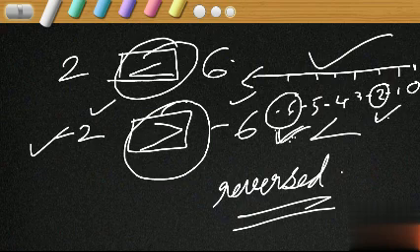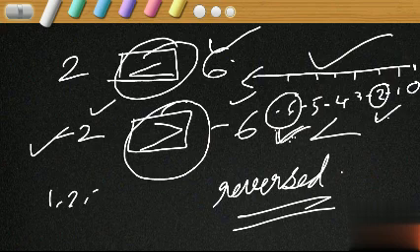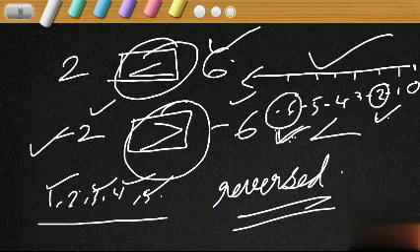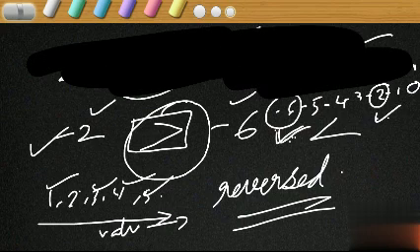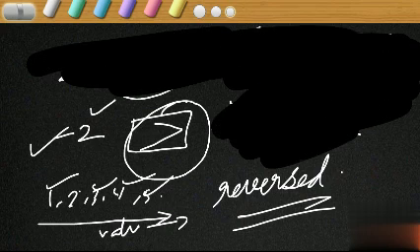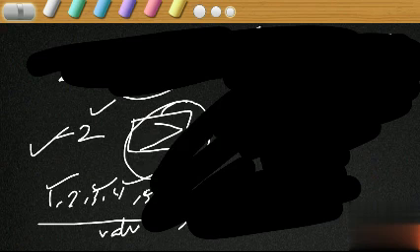From this we can conclude that as the magnitude increases, the value of a positive integer increases. That means 1, 2, 3, 4, 5, etc. 4 is greater than 3, 5 is greater than 4, 2 is greater than 1. As the magnitude increases, value also increases.